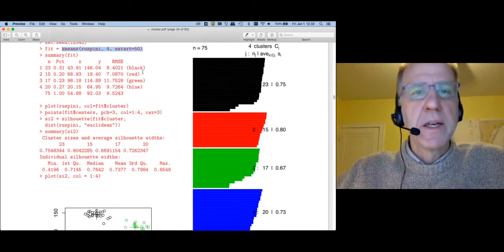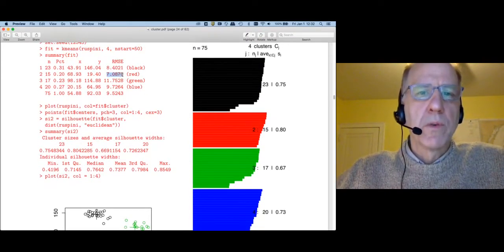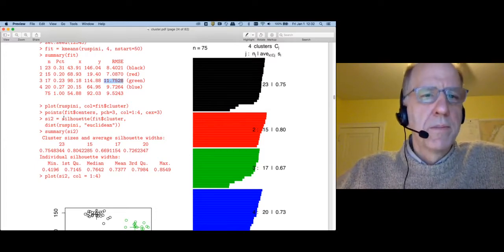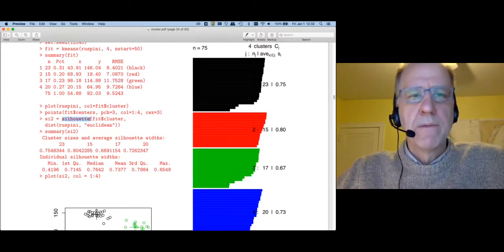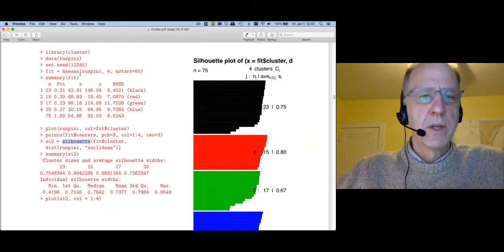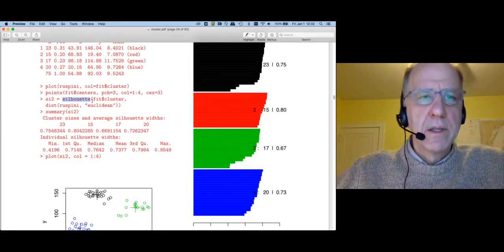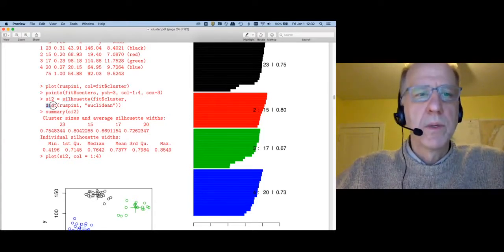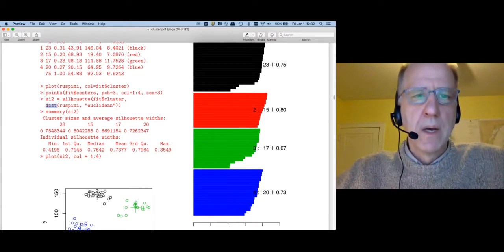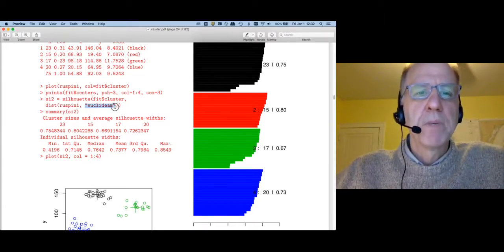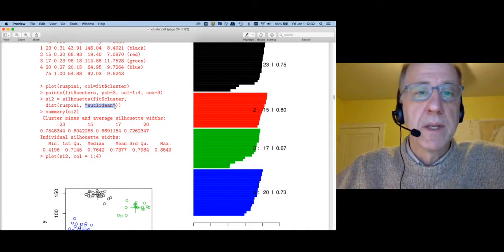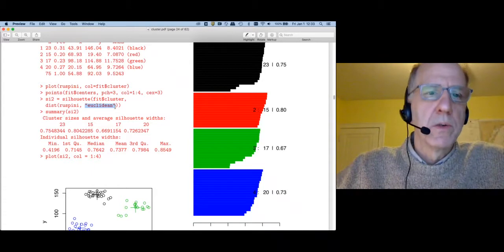As the scatter plot indicated, red has a smaller mean squared error. We see green is a little bit more heterogeneous. To compute the silhouette statistic, we will use the silhouette function, which is part of this cluster library. Now, in order to use this, I need to pass the distance matrix, which you can compute with the dist function. You pass it some metric. In this case, let's just use Euclidean, because that's what k-means uses when it assigns observations to clusters.